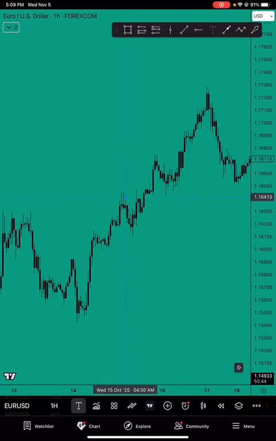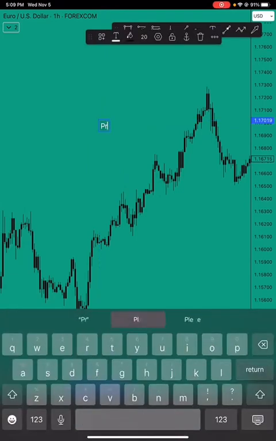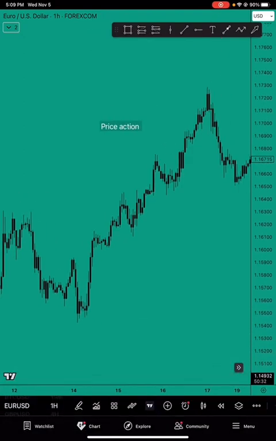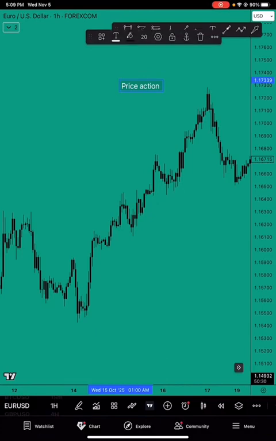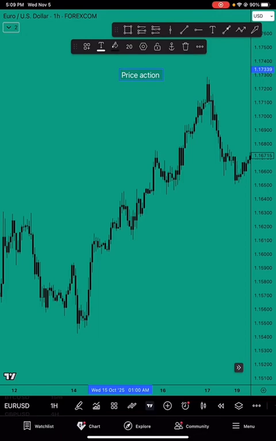So yesterday we talked about market structure. Today we are discussing good old price action. And price action is where you actually make your money. Price action is where you learn to enter and possibly exit a trade. But price action is really simple because it's basically market structure 101, but just on a smaller time frame.